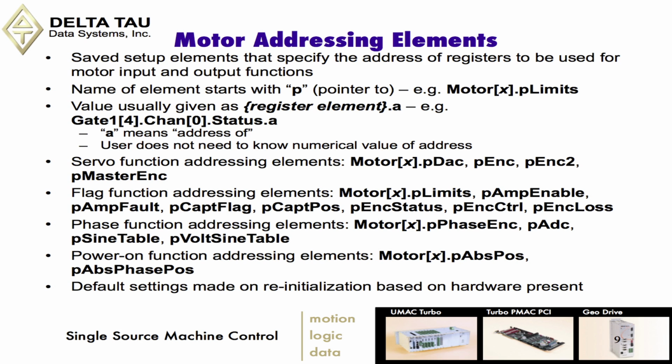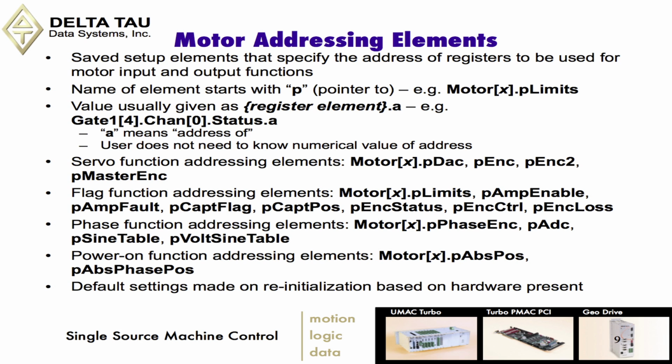So let's take a look at some of the motor addressing elements. Remember again that the element starts with a P. It's a pointer to something, so it's looking for an address value. You want to set it to an address value, like Motor[x].pLimits. This is looking at what address it is looking at for its limit switches.